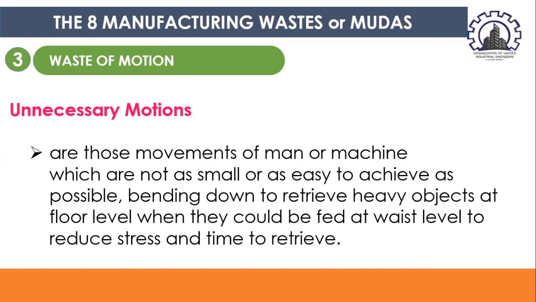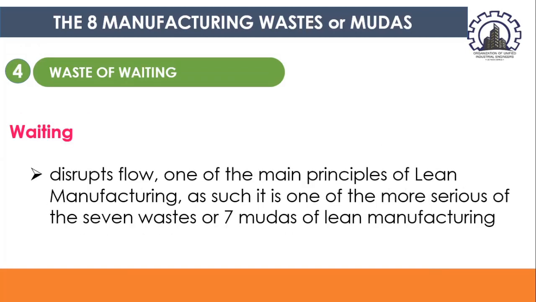Now, if I may ask you, how often do you spend time waiting for an answer from another department in your organization, or waiting for a delivery from a supplier or an engineer to come and fix a machine? We tend to spend an enormous amount of time waiting for things in our working lives, correct? May it be our personal lives too. So this is an obvious waste. The waste of waiting disrupts flow, one of the main principles of lean manufacturing. As such, it is one of the more serious of the eight wastes or mudas of lean manufacturing.